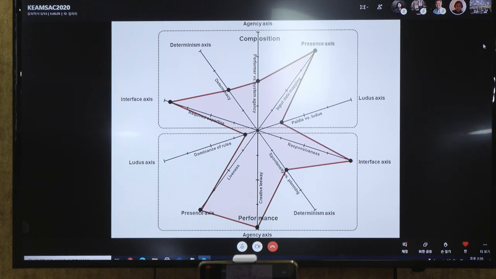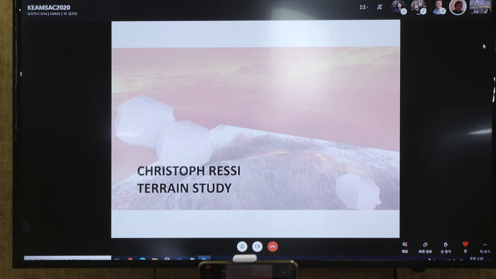So, let's go back. Next step, Christoph Ressi, this is my case study. We will soon have a look at it. I'm just telling you a little bit about it. Christoph Ressi's terrain study is an audiovisual composition for solo instrumentalist and virtual reality system. It is conceptualized as a gamified or ludified 3D performance environment, which takes place both in the virtual and the physical space.